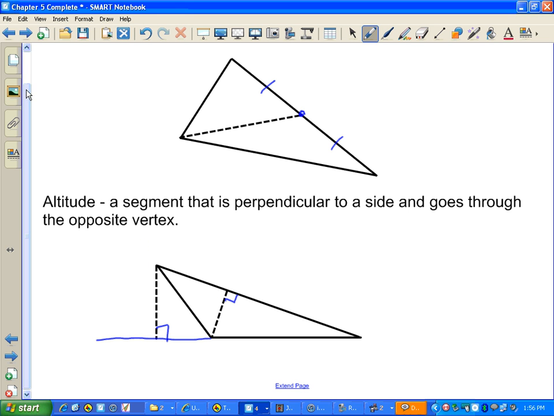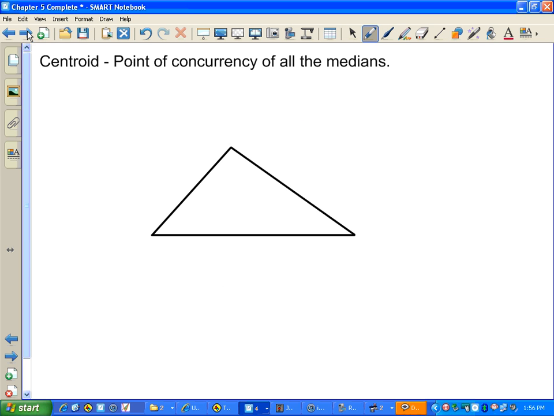And just like we did with perpendicular bisectors and angle bisectors, if we put all three of these on our triangle, we're going to get a special type of center for our triangle. Okay, so if we do all the medians, we're going to get the centroid of our triangle, which is probably the most useful center.